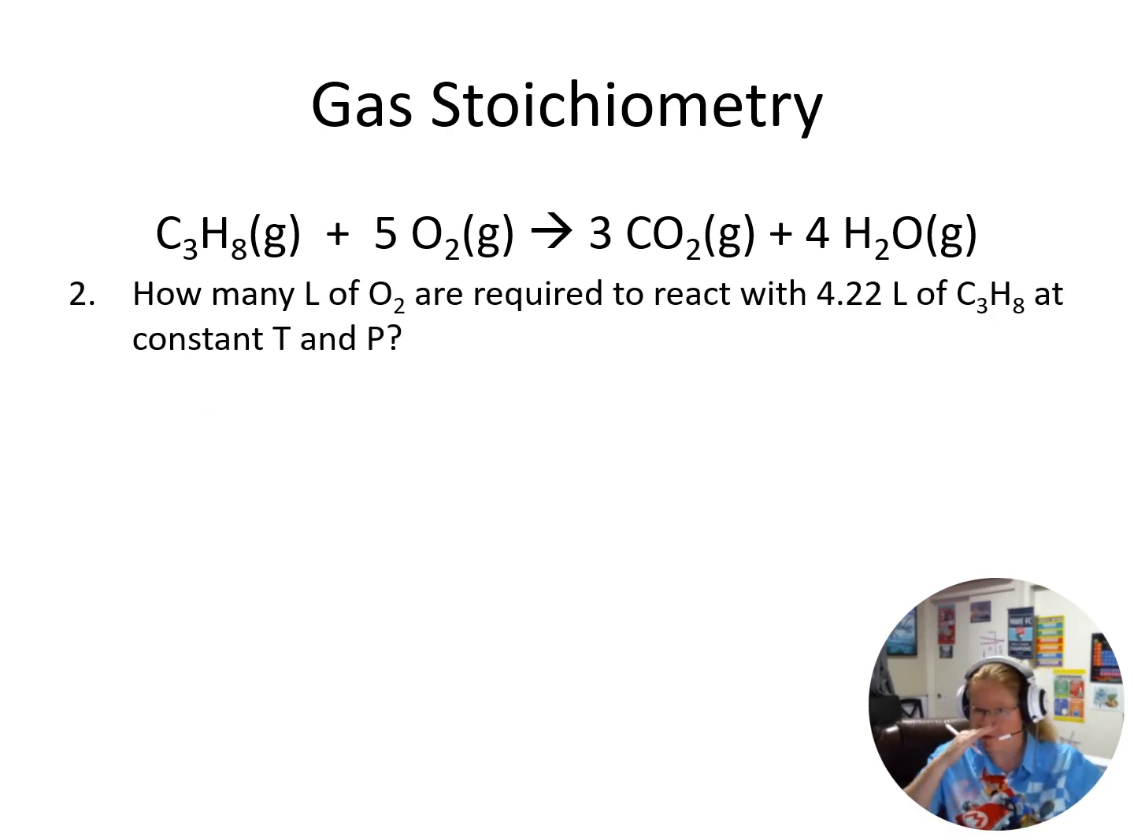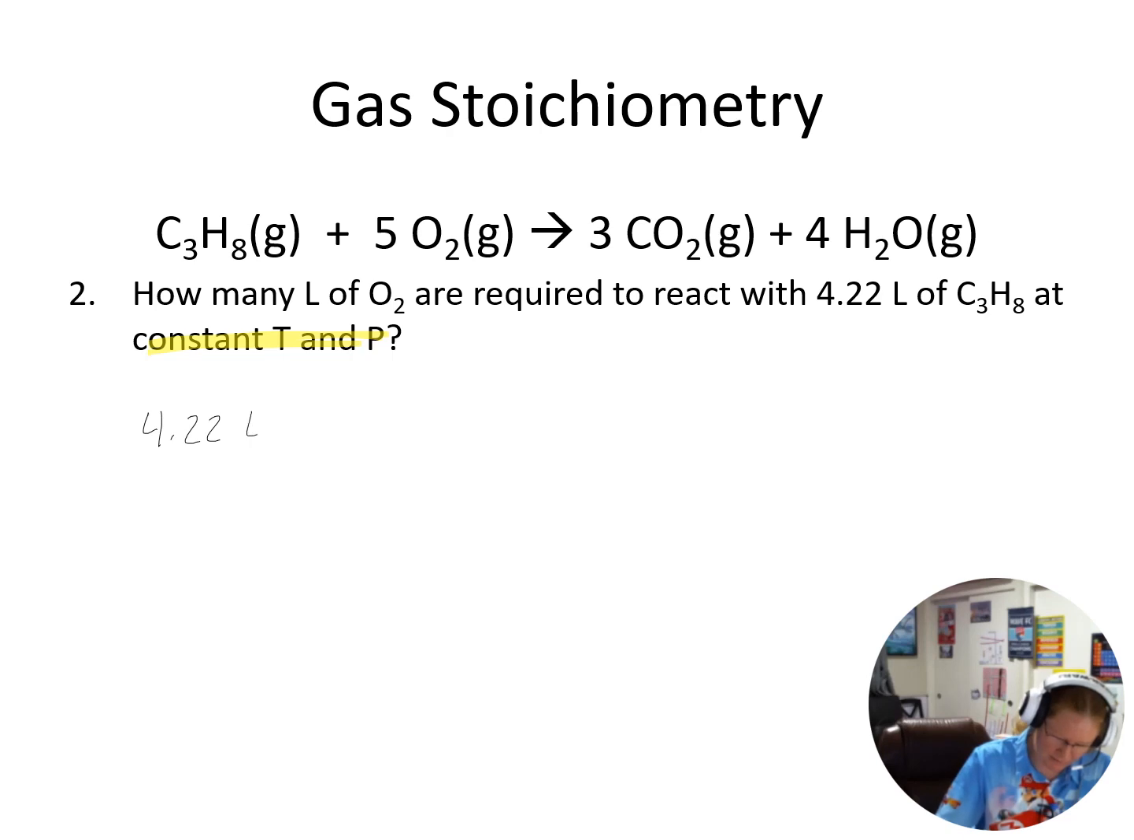Okay, now one nice thing though is if you're going from volume to volume and you're keeping the temperature and the pressure the same, so this is the key here, constant temperature and pressure, we can do a direct comparison using the stoichiometry because if the temperature and pressure don't change, we don't have to go through the rigmarole of calculating all of that stuff. We can actually just do this. 4.22 liters. And for my balanced equation, I have 5 oxygen for every 1. And I'm going to get 21.1 liters.